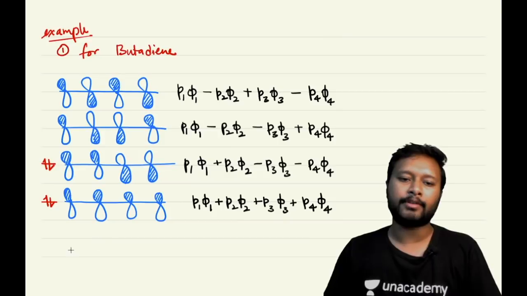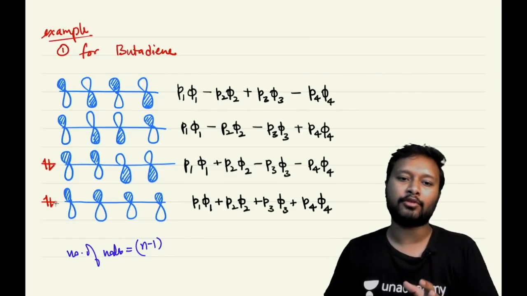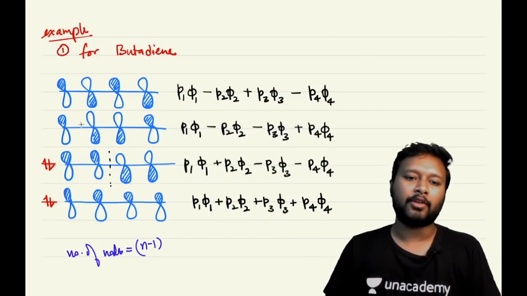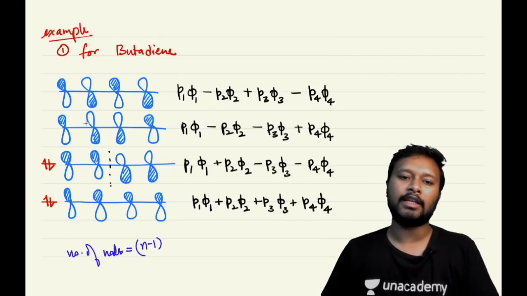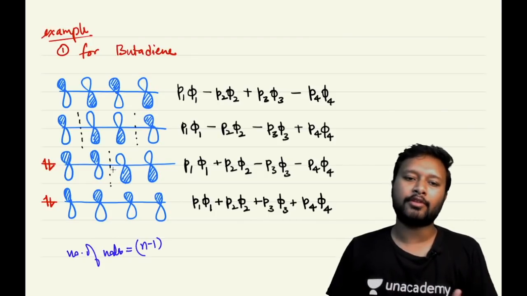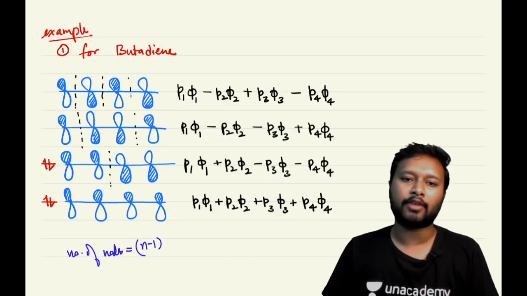The number of nodes is equal to n minus 1, where n is the energy level we are talking about. For the first energy level, 1 minus 1 is 0, so there will be no node here. For the second energy level, it will be 2 minus 1, so one node will be at this particular point. A node is the point where there is 0 probability of finding the electron. For psi 3, or energy level 3, we will have 2 nodes, at these 2 positions. For psi 4, you will have 3 nodes, at these 3 positions. So that's how it will be.